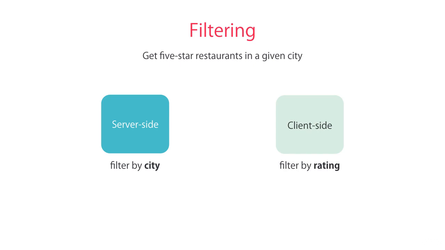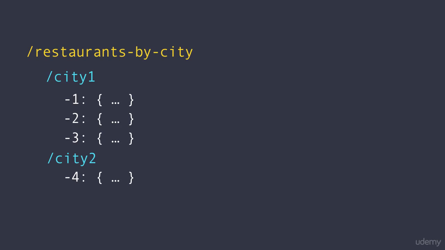Now, if you're working with a few hundred small objects, this is not too bad. But if you're dealing with large data sets, we don't want to pull down 100,000 objects from the server and then filter them on the client to show only 10 objects to the user. This is very costly. In those situations, we can structure our data in such a way that can be read quickly. We can create another top-level node called Restaurants by City. And below that, we have a node for each city under which we store a copy of our restaurant objects.